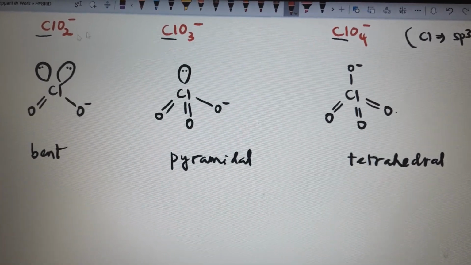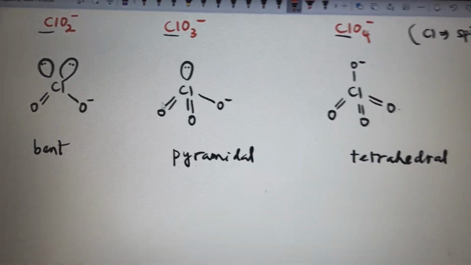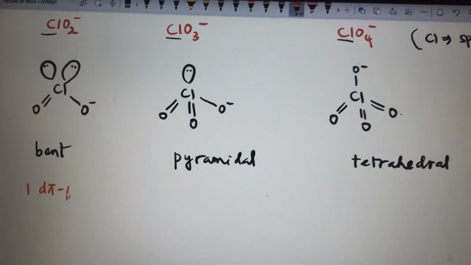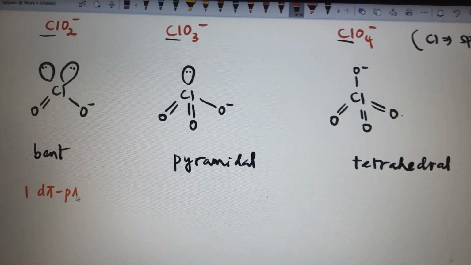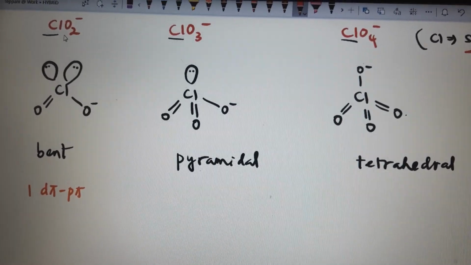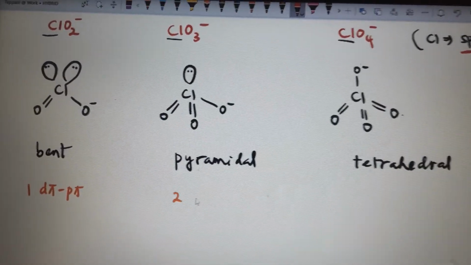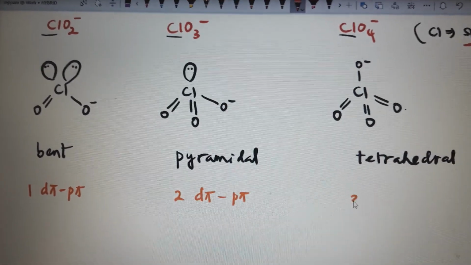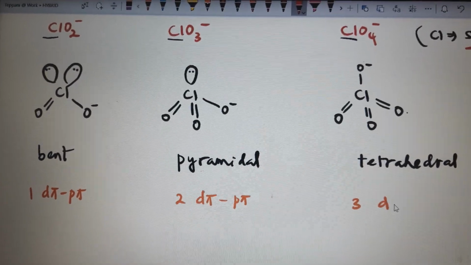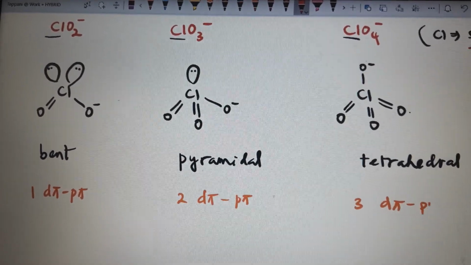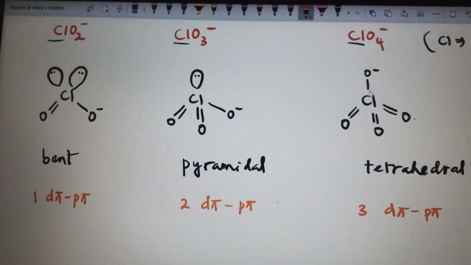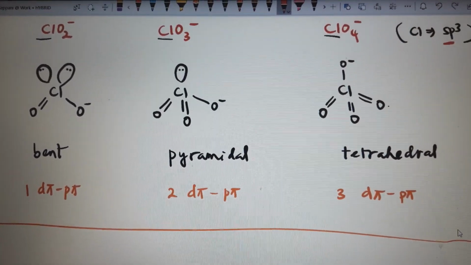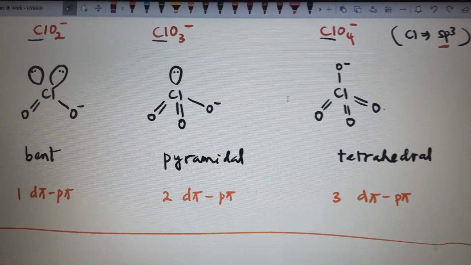So sp3 hybridization means no p orbital is available. Whatever pi bonds appear, all of them are dπ-pπ. Here 1 dπ-pπ, since no p orbital is available with sp3 hybridization. Here 2 dπ-pπ, and here 3 pi bonds, all 3 dπ-pπ. Oxygen's p orbital, chlorine's d orbital. In this way you can directly answer.